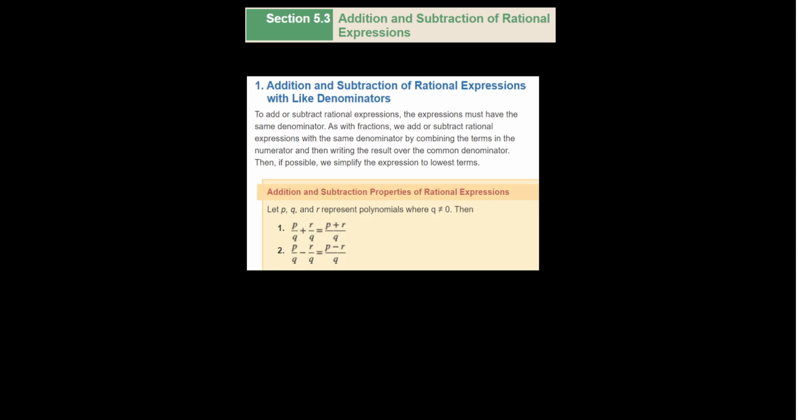So we see here, if we have p over q plus r over q, we have the common denominator, so we just simply add the numerators together, p plus r. Same thing here with the subtraction sign. We have the common denominator of q, so we do p minus r.